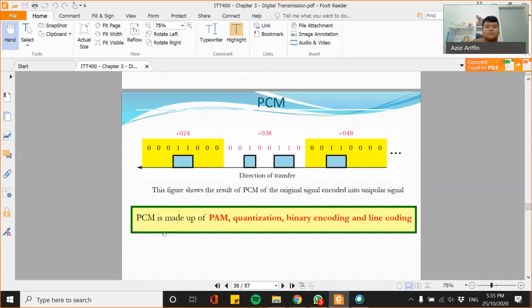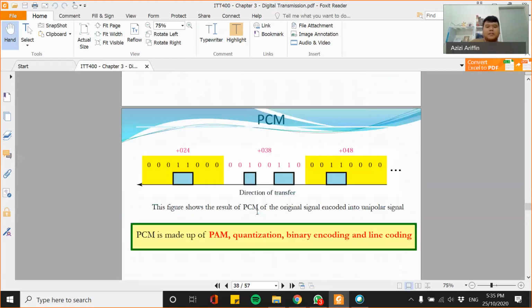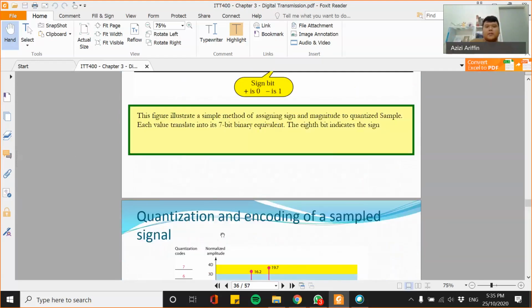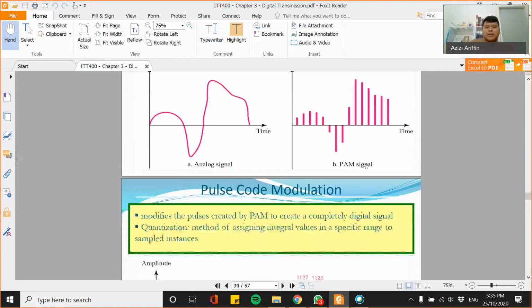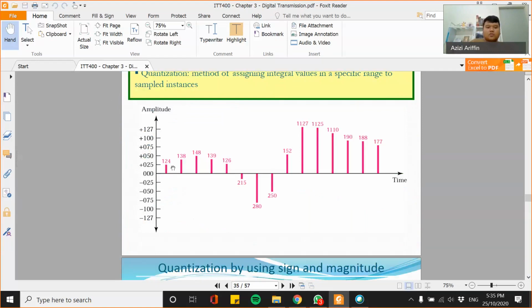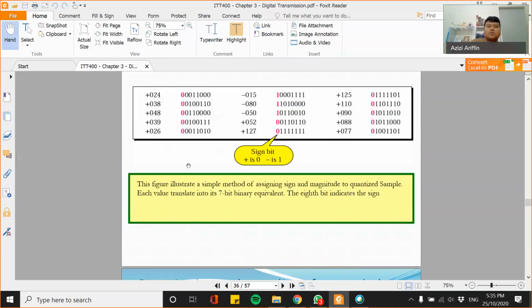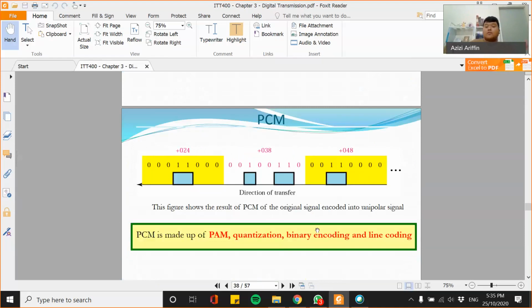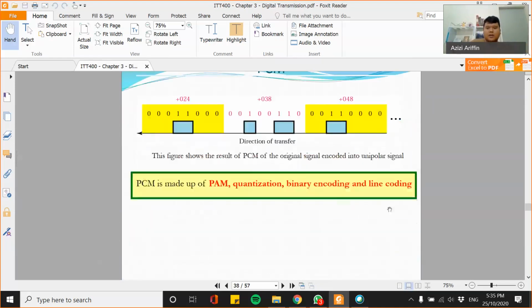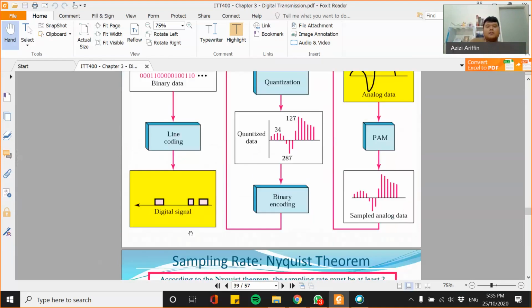In PCM, it is made up of PAM. The first step of PCM is sampling by using PAM, pulse amplitude modulation. Then it's quantized, so that we can quantify for the amplitude of positive 25 or positive 50, what its value is. Later on, when we get the values in this table, it is converted to binary. From binary encoding, of course, to transmit digitally we just use line coding, like what we learned before: Manchester, NRZ, bipolar. Those are line coding schemes.